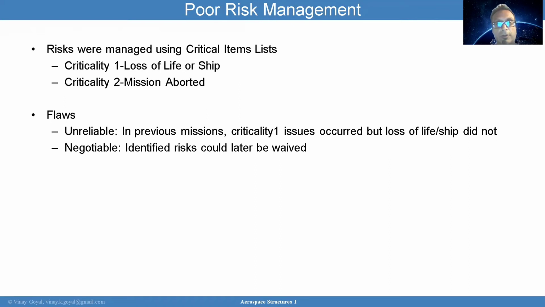So you have criticality 1, loss of life or ship; criticality 2, mission aborted; and then flaws, unreliable or negotiable. In previous missions, criticality 1 issues occurred, but there was no loss of life or ship. Negotiable is an identified risk that could later be waived, but there was poor management in this risk management process at NASA.